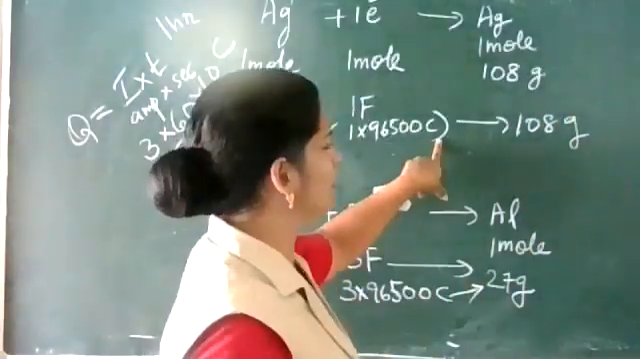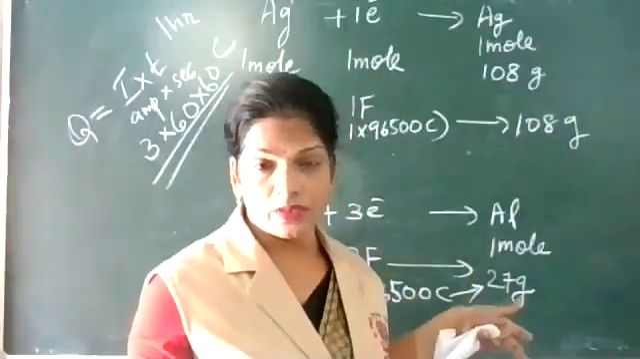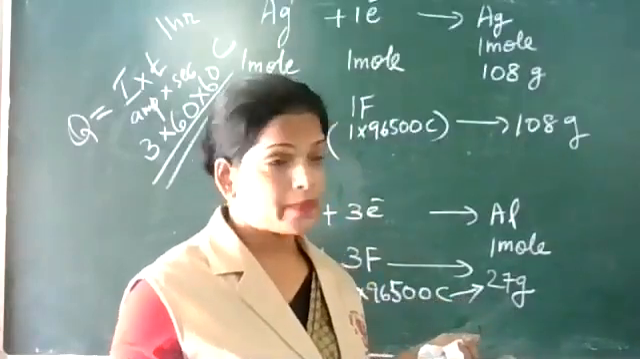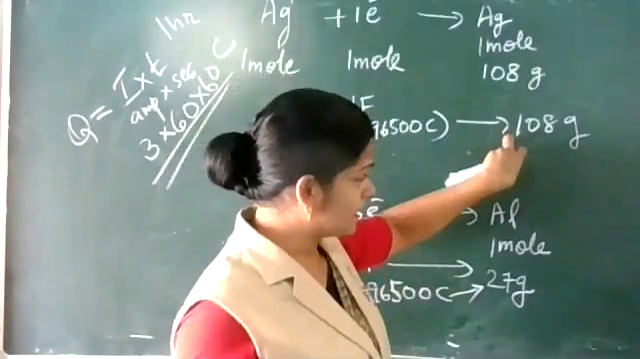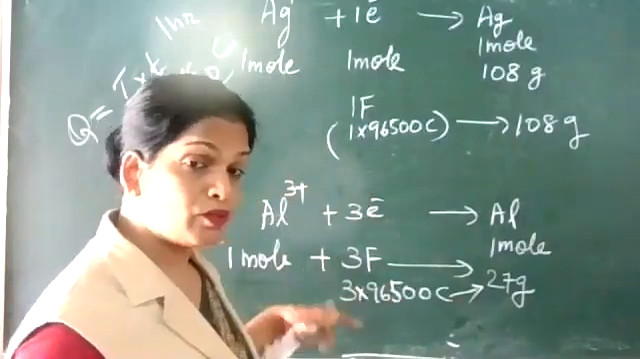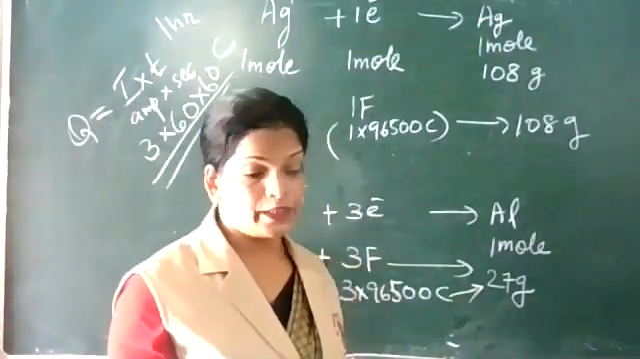This much coulomb will give 108. So this much will give how much silver? This by unitary method. So you can find the amount of the metal by passing the amount of electricity; whatever may be the amount of electricity, accordingly you calculate by unitary method.